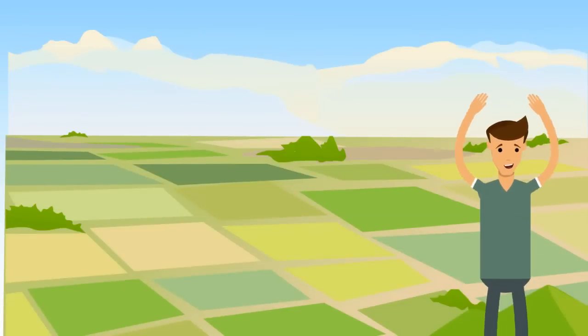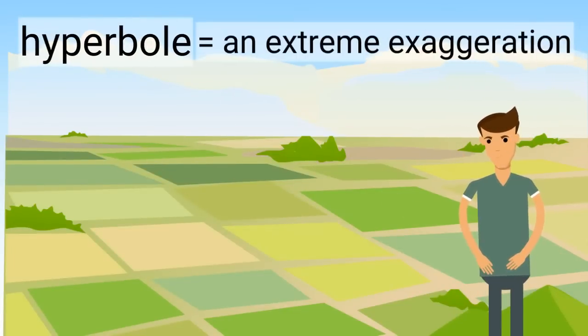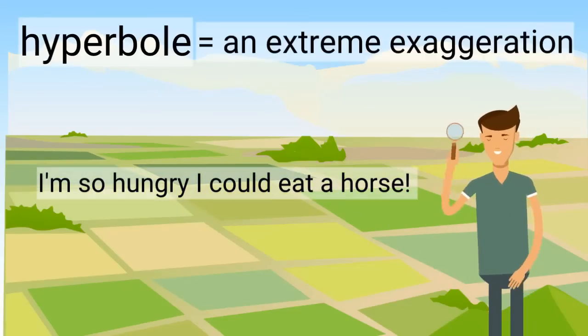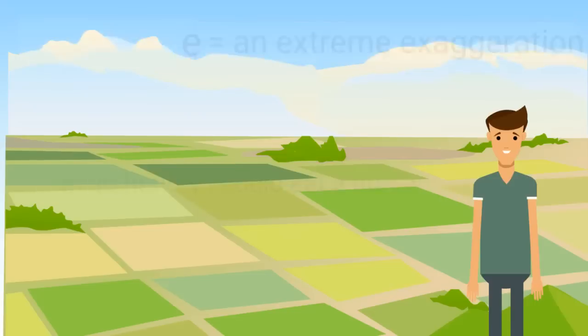The last type of figurative language that we are reviewing is hyperbole. A hyperbole is an exaggeration. Look at this sentence. No one is going to eat a horse when they are hungry, but this type of figurative language does clue us in as to how hungry they really are.